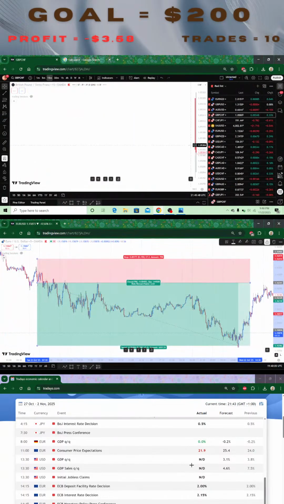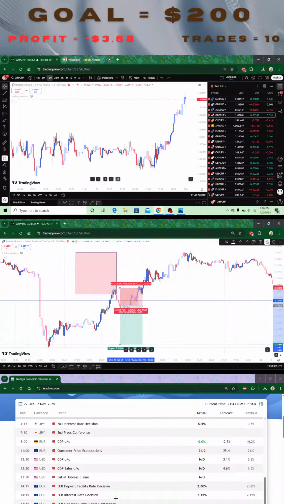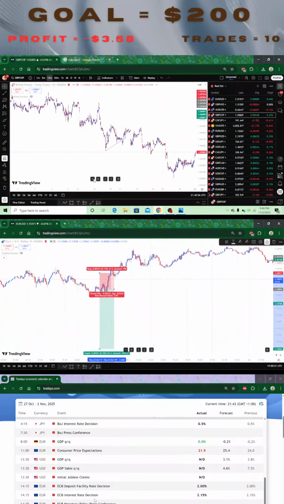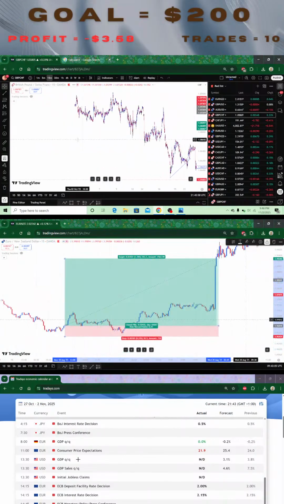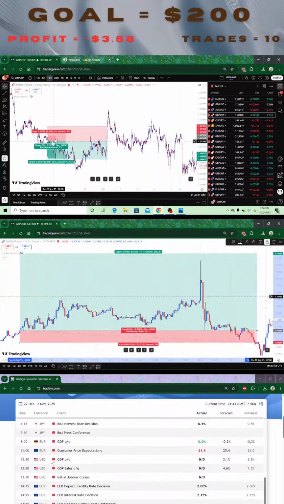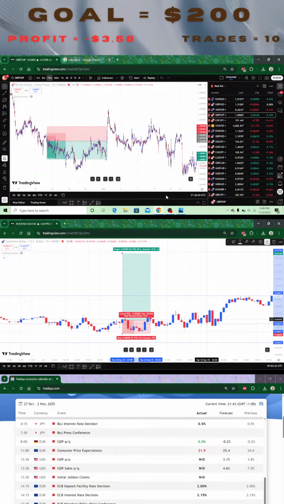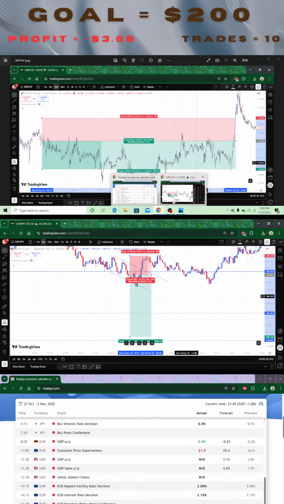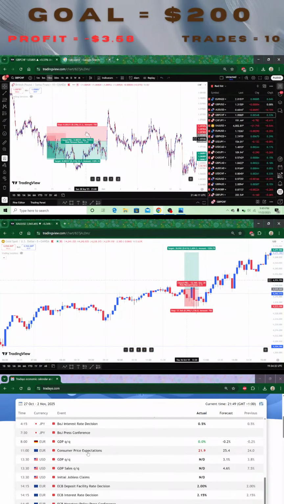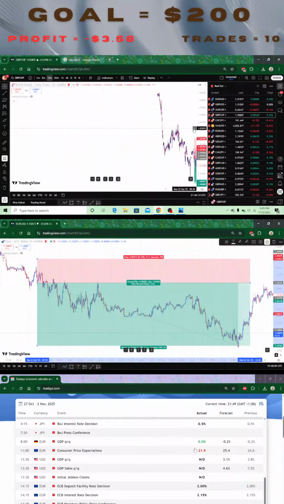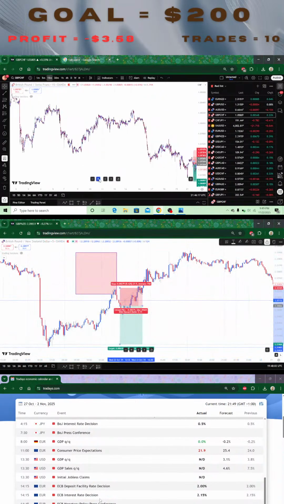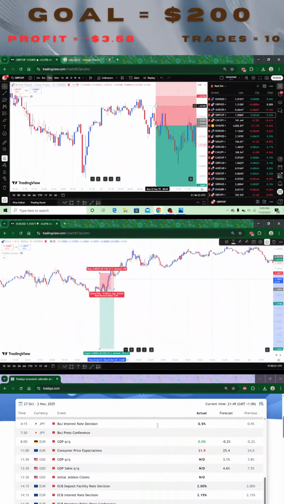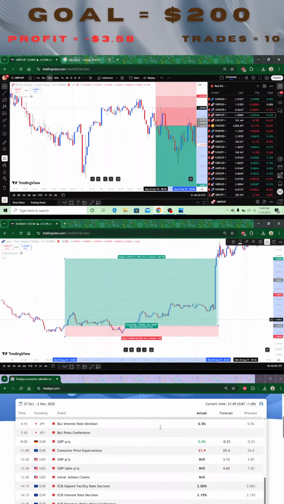GBCHF. Shrink, shrink. I think this is the GBCHF trade. I'm sure. Okay, yes, this is it. This is the GBCHF trade. So this is going to respect the peak of this one.